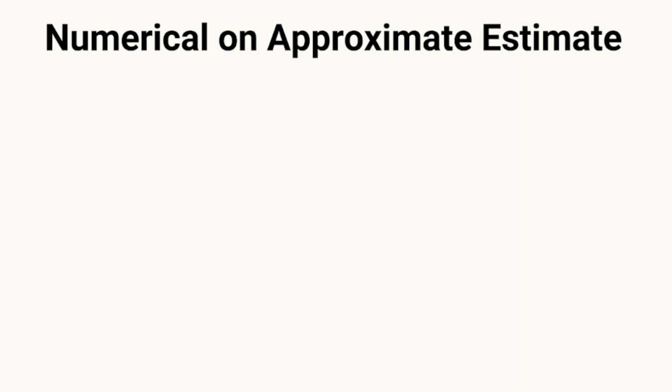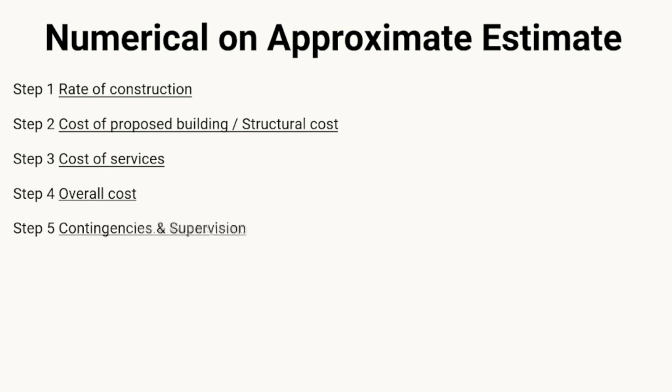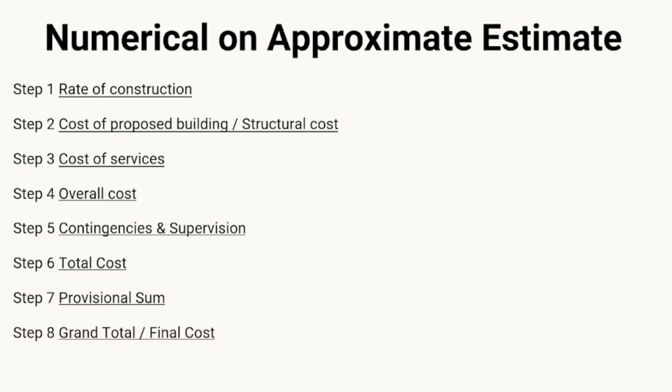Now to solve this particular numerical, or any kind of approximate estimate numericals, we have to follow certain steps. These steps include: step 1, rate of construction; step 2, cost of proposed building or the structural cost; step 3, cost of services; step 4, overall cost; step 5, contingency and supervision; step 6, total cost; step 7, provisional sum; and step 8, grand total or the final cost of our particular building. Now the first step will be your rate of construction.